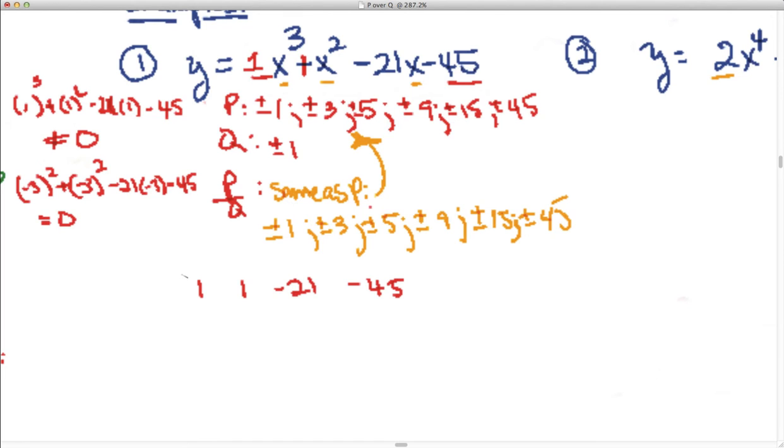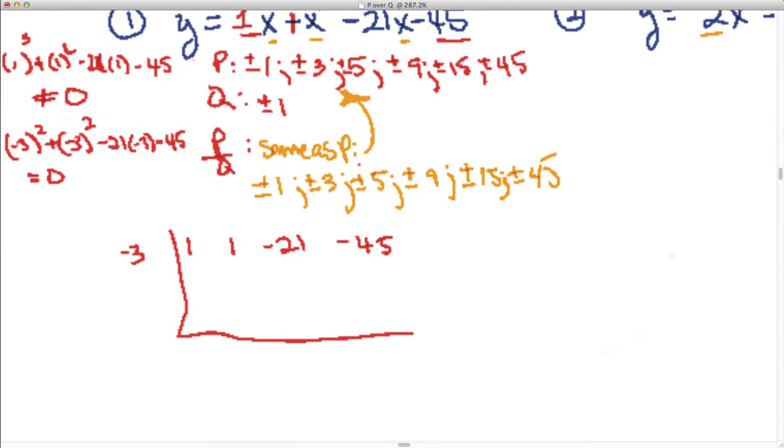And then the root goes on the outside of our synthetic division line. Not too straight a line it seems, but that's fine. You're here for the knowledge, right?